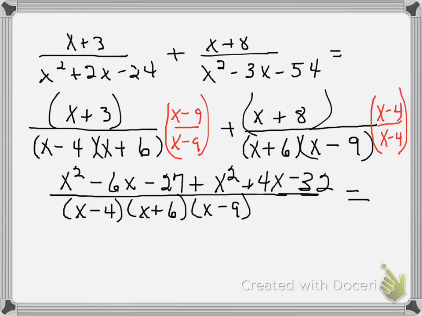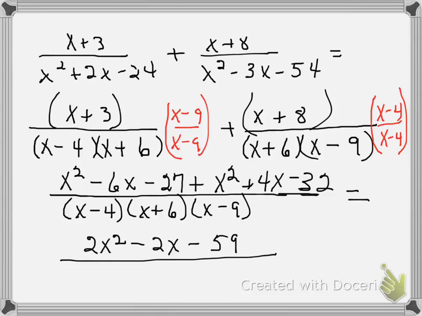Now in the numerator, combine like terms. So x squared plus x squared is 2x squared. A minus 6x and a plus 4x is a minus 2x. And a negative 27 and a negative 32 is a negative 59. And all that is still over my common denominator with the three factors, x minus 4 times x plus 6 times x minus 9.